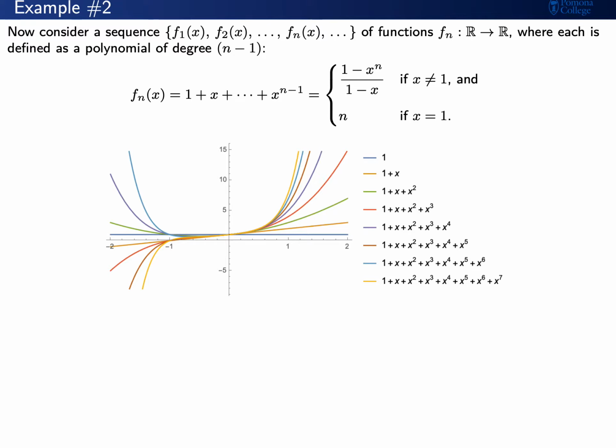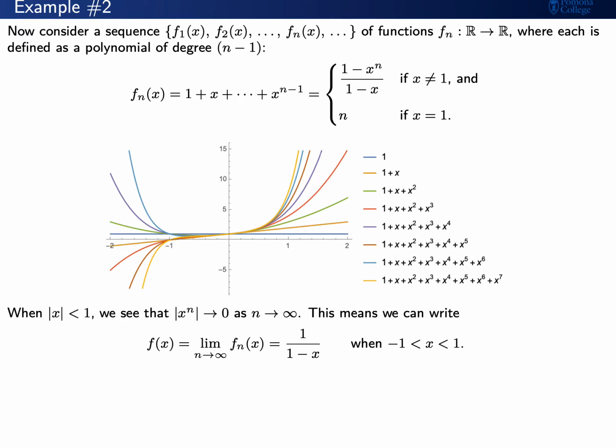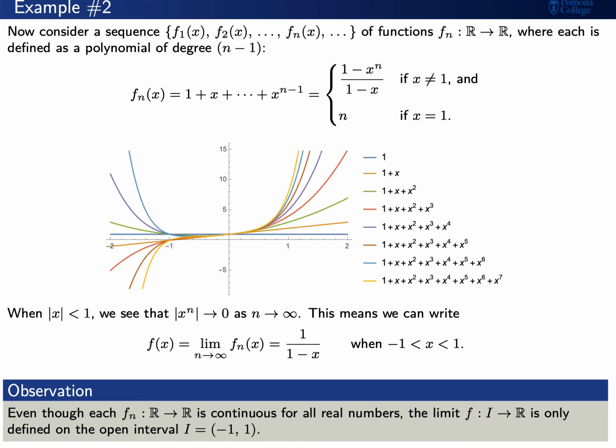You can see that it appears in some way that these functions are perhaps flattening out a little bit, but actually the right thing to say is as follows. When the absolute value of x is less than 1, the absolute value of x to the n tends to 0 as n increases without bound. This means that we can write our function f of x, which is the limit as n increases without bound of the f sub n of x, as the rational function 1 over 1 minus x. Again, this will be our definition when x is between minus 1 and 1. Here's a key observation. Although each function f sub n is continuous for all real numbers, the limit is only defined on the open interval from minus 1 to 1.